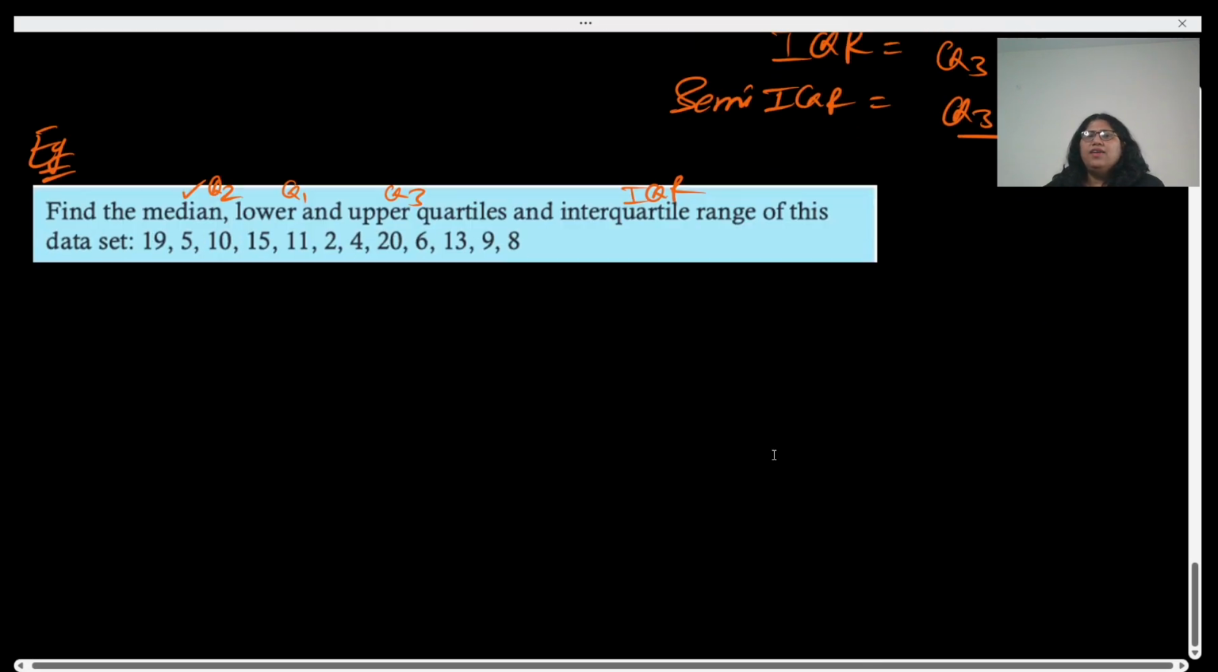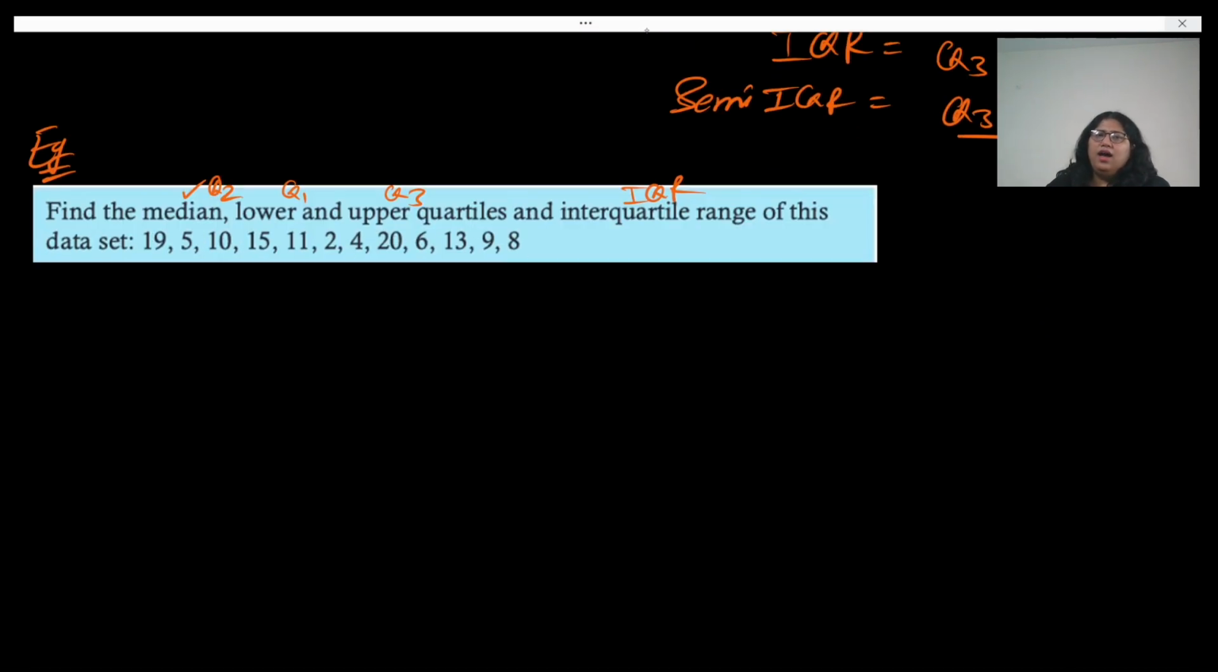So first thing, whenever you have ungrouped data, meaning it is not in class interval form or not grouped, correct? Whenever you see this kind of question, the first thing you are going to do is arrange it in ascending order, because without arranging in ascending order, we can't calculate the median. So what is the lowest value? If you see here, it is 2. So I can write 2 here. Then after that there is 4. So we write 4 here.